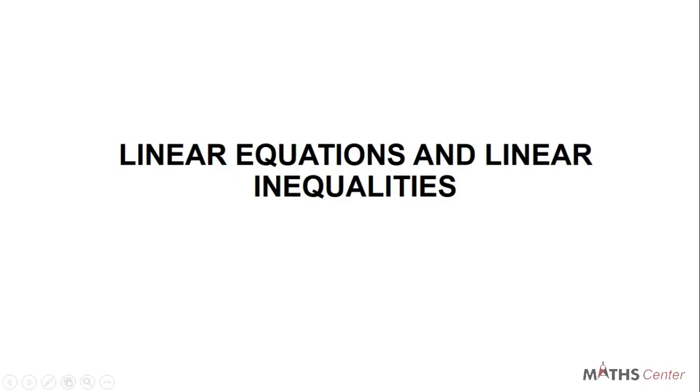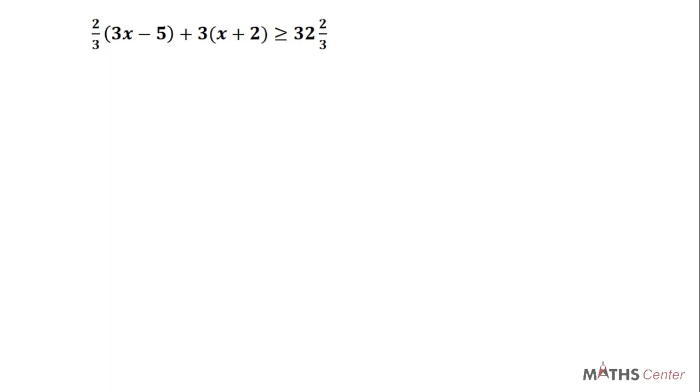We are still on the topic linear inequalities. In the previous video, we looked at an example on solving type 4 of linear inequalities. In this video, we are going to consider another example. So let's look at the question for this video. We have 2 over 3 into bracket 3x minus 5 plus 3 into bracket x plus 2 is greater than 32 whole number 2 over 3.